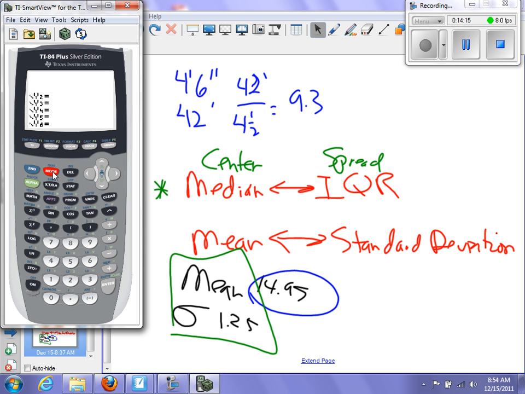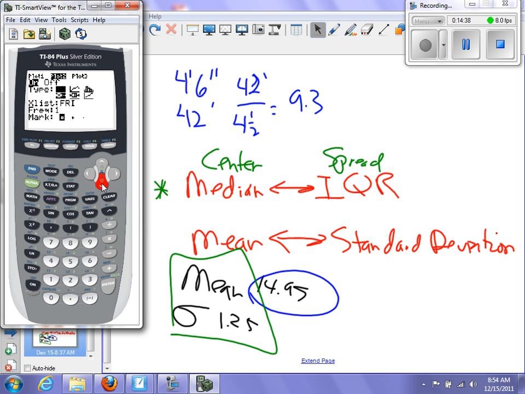Second quit. Okay. So I'm going to go back to second stat plot, and I'm going to go to plot 2. I'm going to turn it on. I know I have 2 plots going at the same time, but I'm going to plot the same data. So that's okay, because my graphs are going to be the same scale.